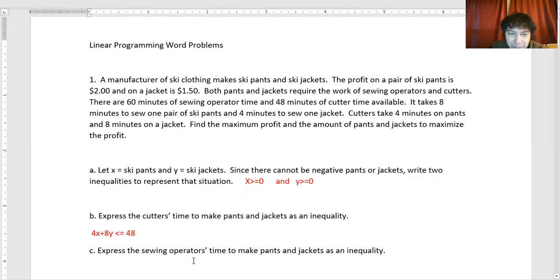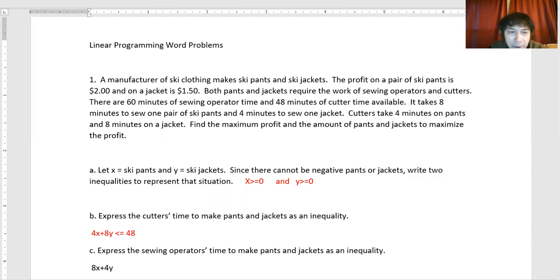All right, so let's proceed to letter C. Express the sewing operator's time to make pants and jackets as an inequality also. These are the constraints, and there are 60 minutes of sewing operator time. Going back to the sewing statement: it takes 8 minutes to sew one pair of ski pants, so that means we're going to have 8x for the pants. And 4 minutes to sew one jacket, that means we have 4y.